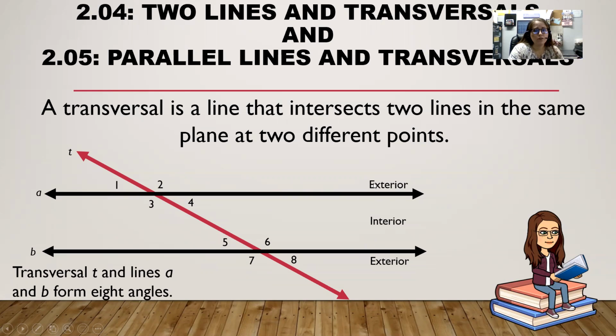I've also labeled on the outside here, you can see it's labeled as exterior, and then in between these two parallel lines is the interior. That's going to play an important part as we start talking about alternate interior angles and alternate exterior angles. Okay, so this is a good diagram to take note on to understand exactly what a transversal is, and now we're going to look at what it's going to do for these angles.